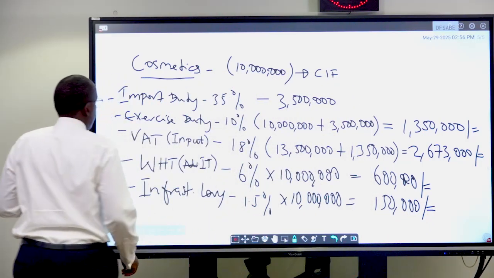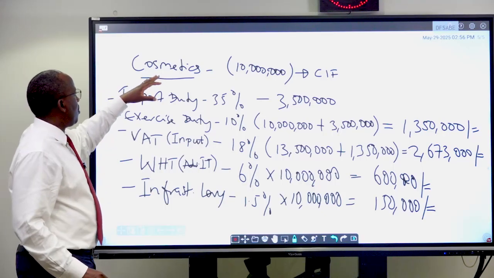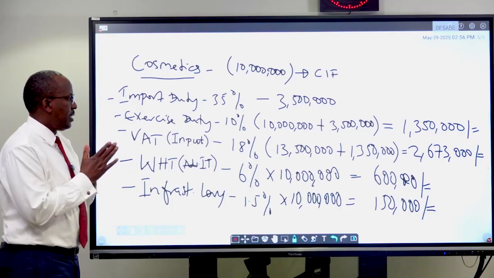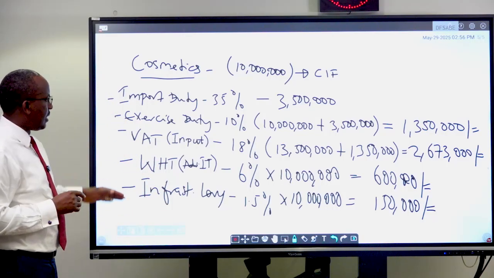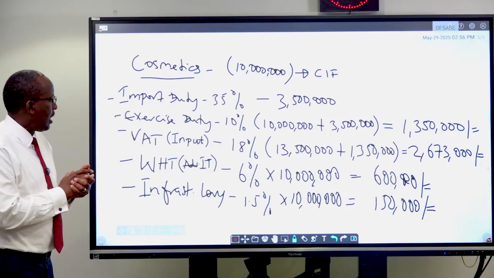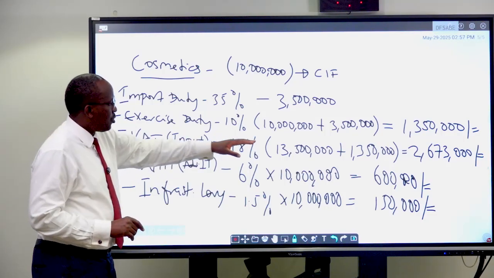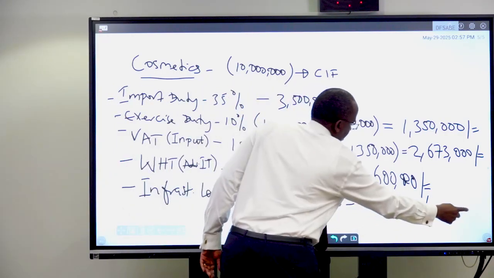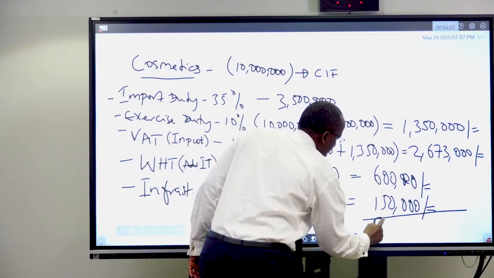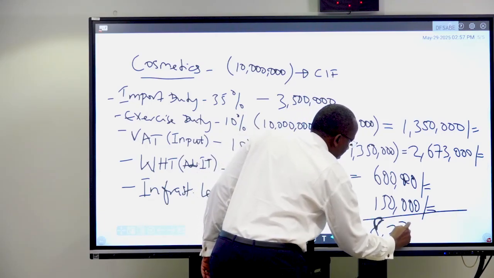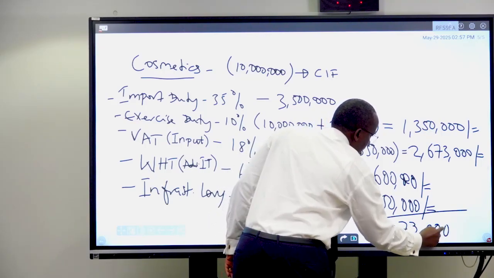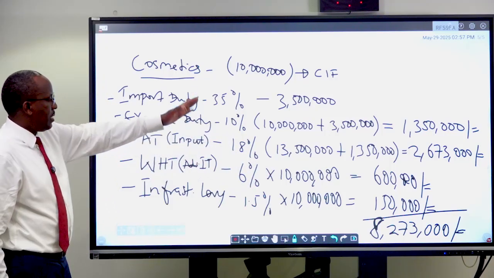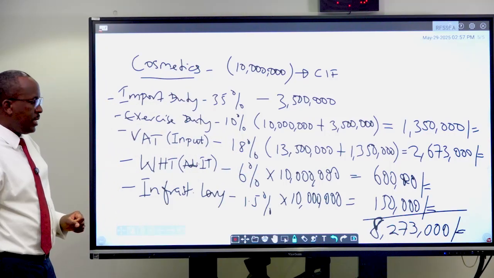So all these taxes payable on an import like cosmetics, which pays the highest. When an importer is bringing these products in, they will compute all these taxes and pay them to URA. And they will get the total taxes paid. This comes to about 8.273. The total of all this is 8.273 million. So these are all taxes paid on this item of cosmetics.